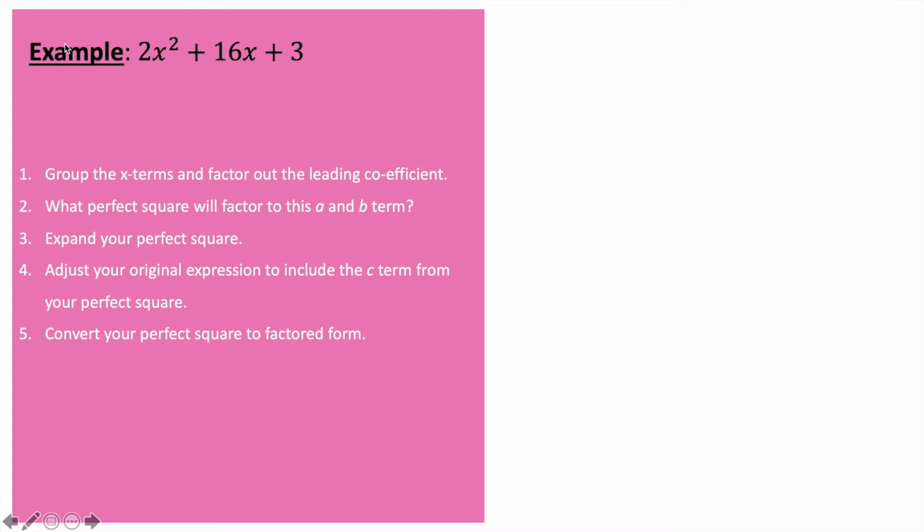We need to group our x terms and factor out the leading coefficient. The leading coefficient meaning our 2, or the coefficient on our x squared value. If I factor out the leading coefficient of 2, grouping only the x terms, it looks something like this: 2 times x squared plus 8x. Notice that I've separated that from my 3.